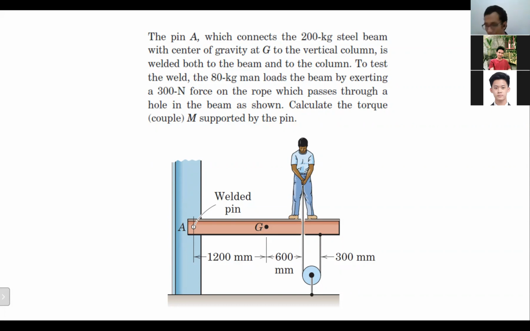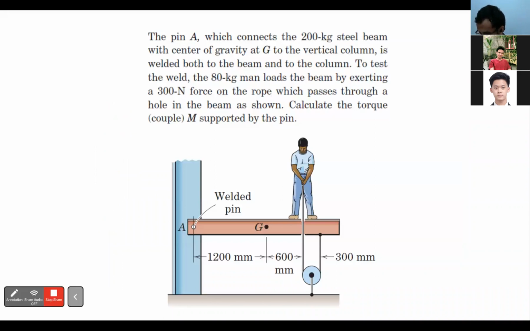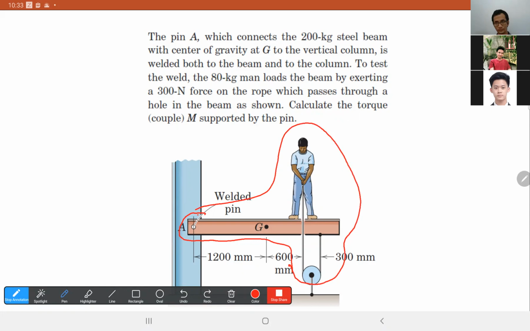Okay, the first option. The first option is the whole system. We can do it this way. If I want to do that, this is the free body diagram that I will draw.